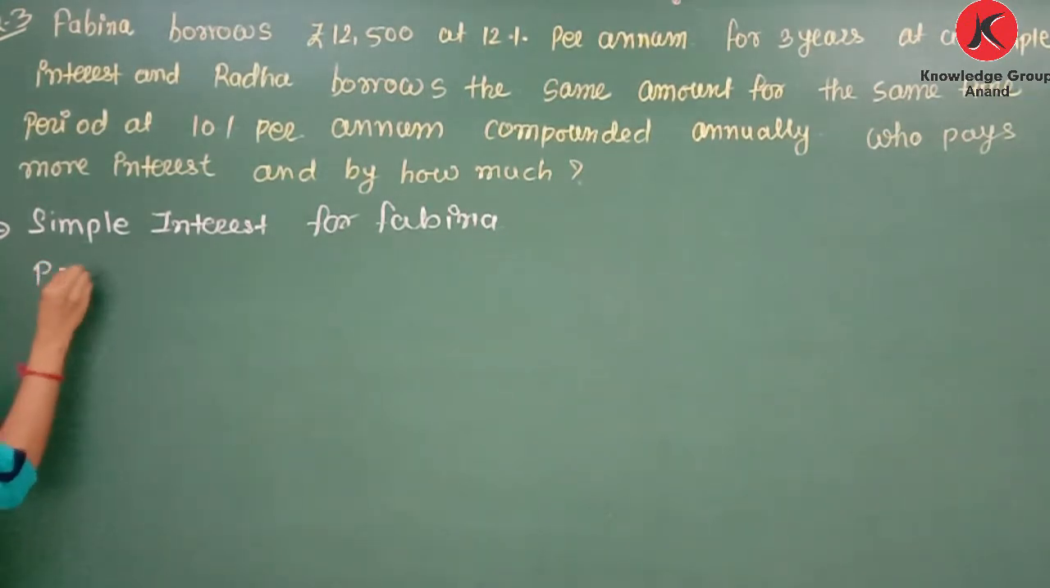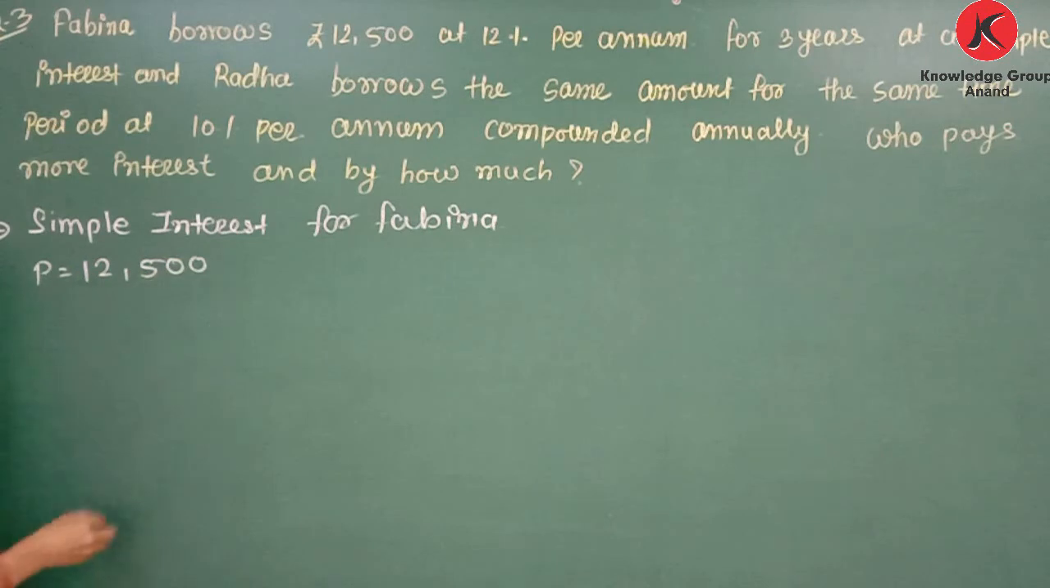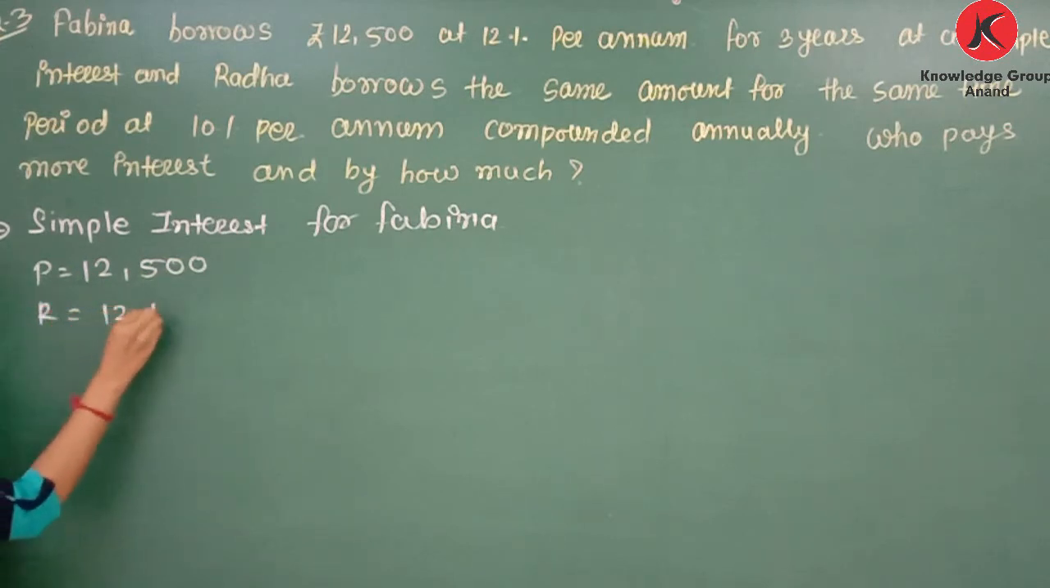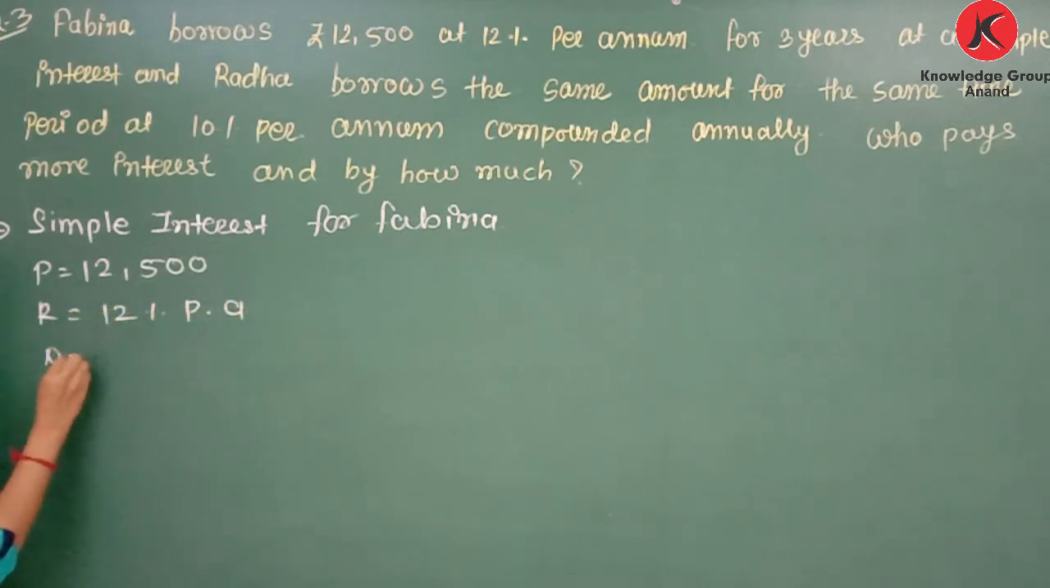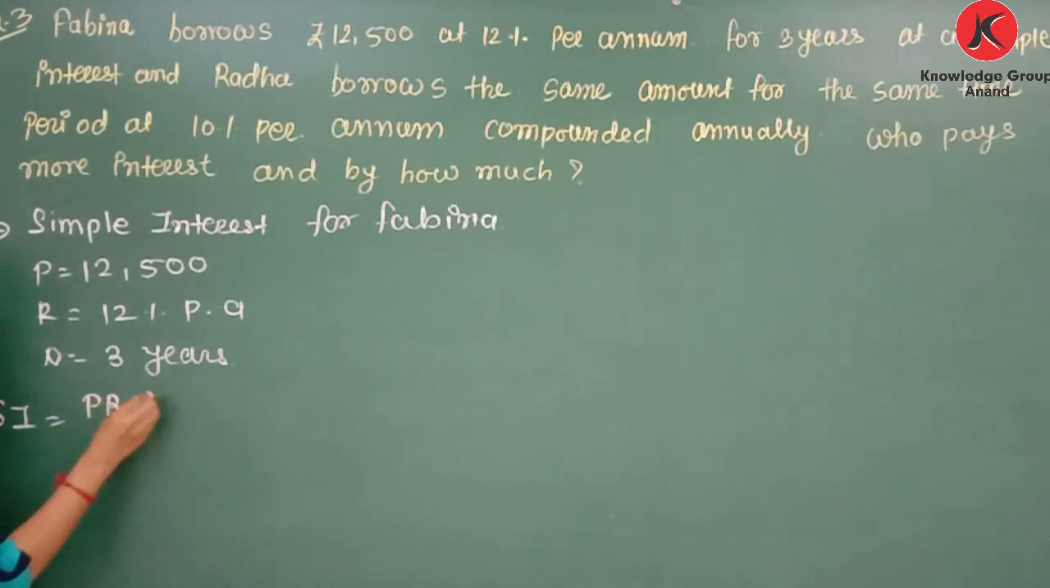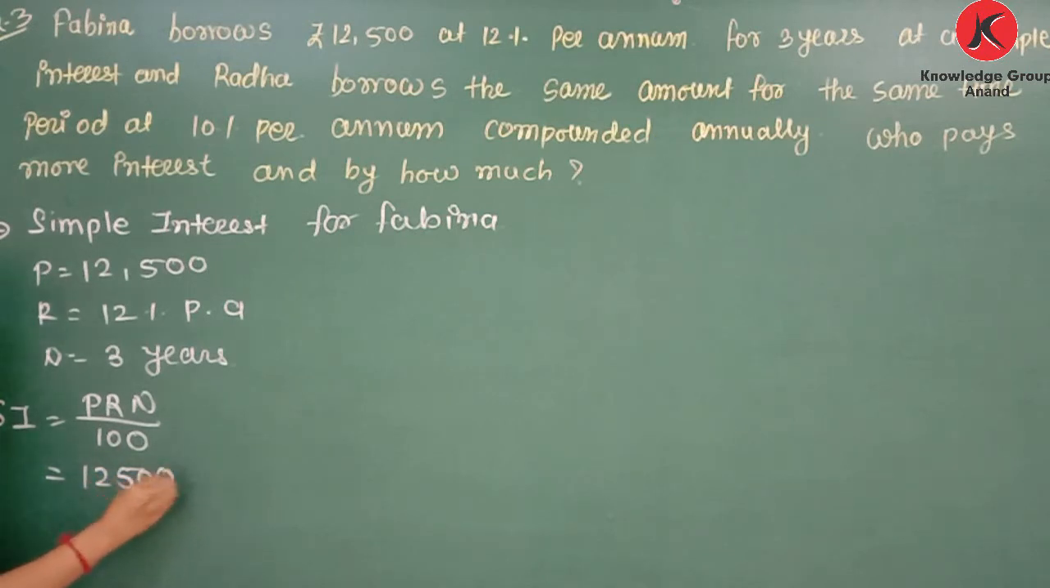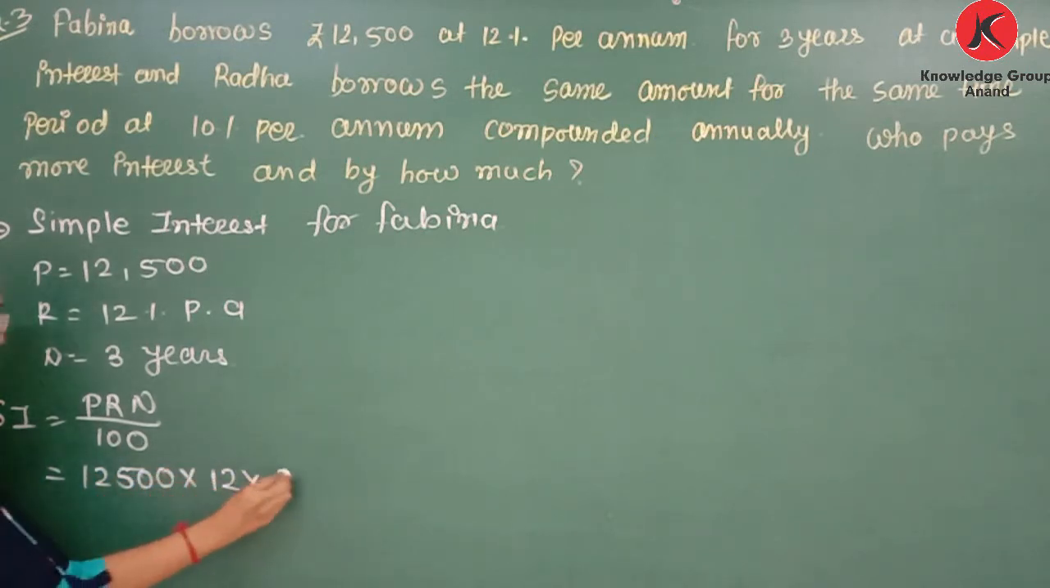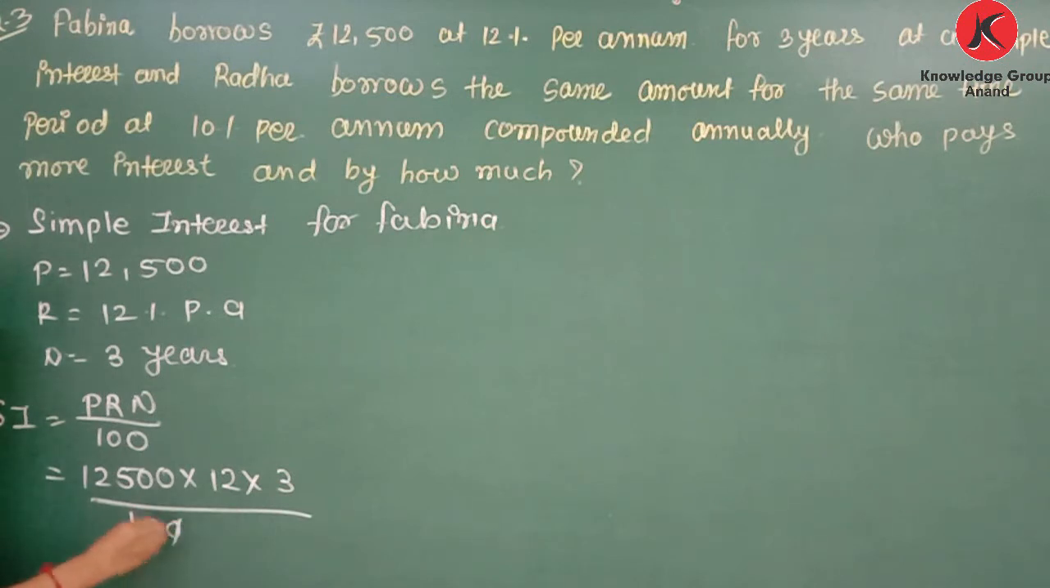So here the principal value is 12,500. Rate of interest is 12% per annum and n is 3 years. So simple interest is equal to PRN divided by 100. Principal value is 12,500, rate of interest is 12 and n is 3, divided by 100. So 125 multiplied by 12 multiplied by 3. So you will get 4,500. That is the simple interest paid by Fabina.